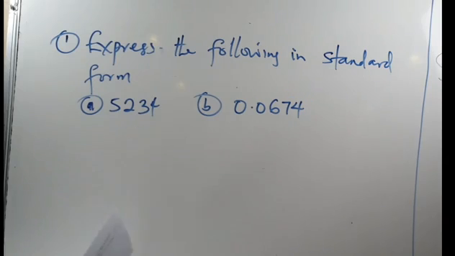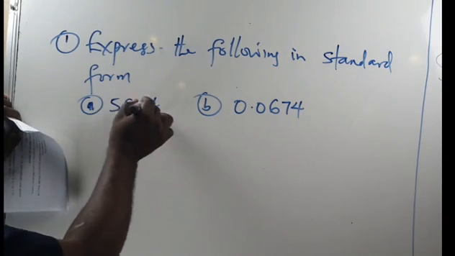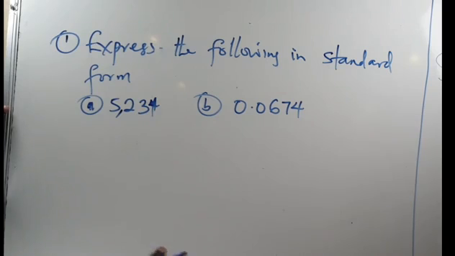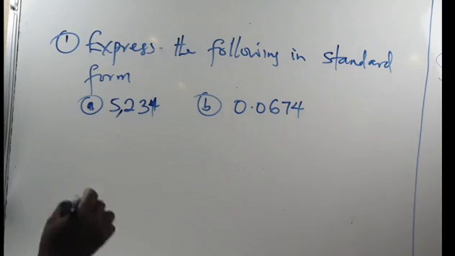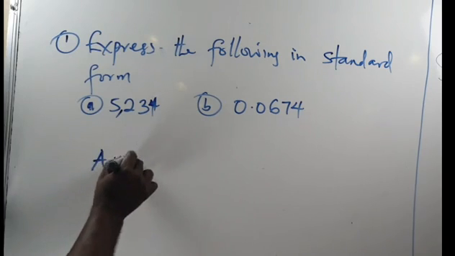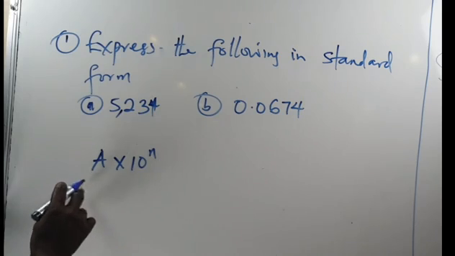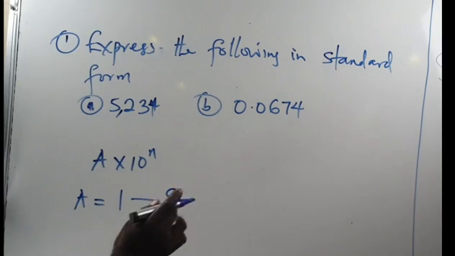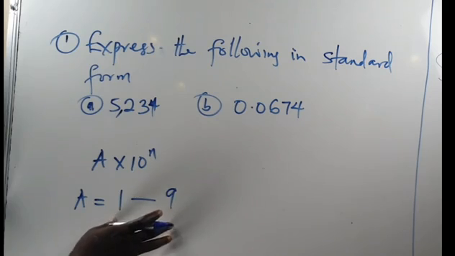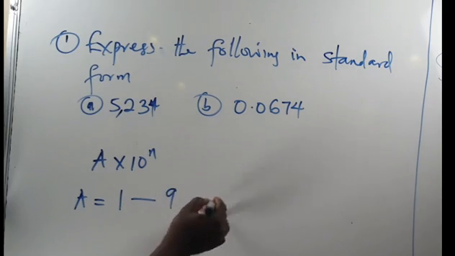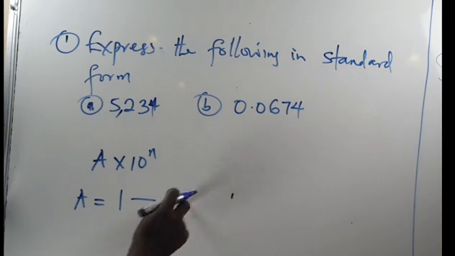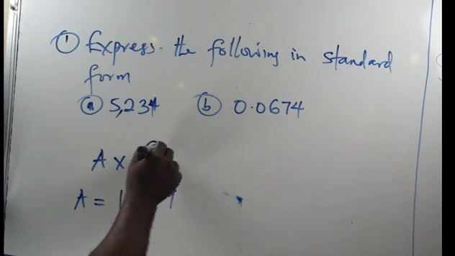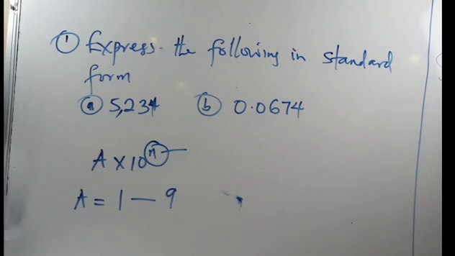So we have the first one to be 5,234, while the second one is 0.0674. Standard form simply means you have to express it in this form: a multiplied by 10 raised to power n, where this a stands for numbers between 1 and 9. That is, you must have a single digit before the decimal point, something like 1 to 9 point something, then multiply by 10, while this n is either a negative or positive integer.